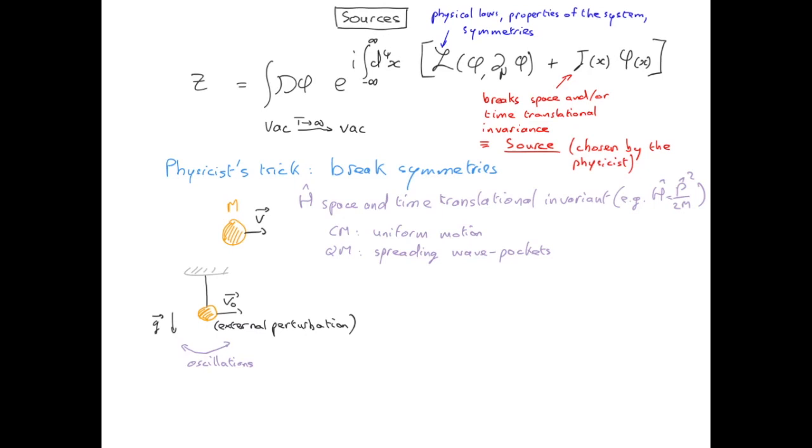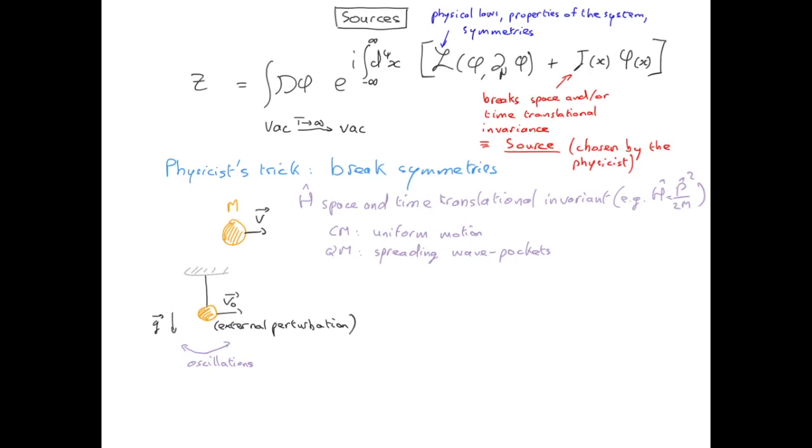And then when I want to look at a physical property of a system, for instance the decay of a particle like the muon, or the scattering of two electrons, or the pair creation of an electron and a positron, etc., that will be done by choosing adequately the source. So the choice of the source is extremely important. Tell me how you choose your source, and I will tell you if you are a good physicist.